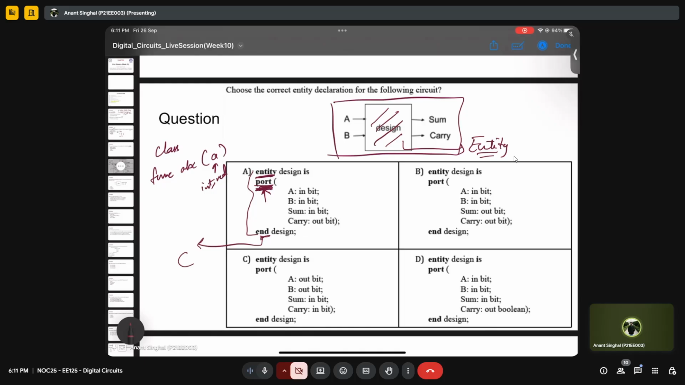I mean, port is a keyword that you need to learn to implement this circuit. Then the entity design started here, and end design is the ending point. So this is how you write it. This is a basic example that will help you understand.